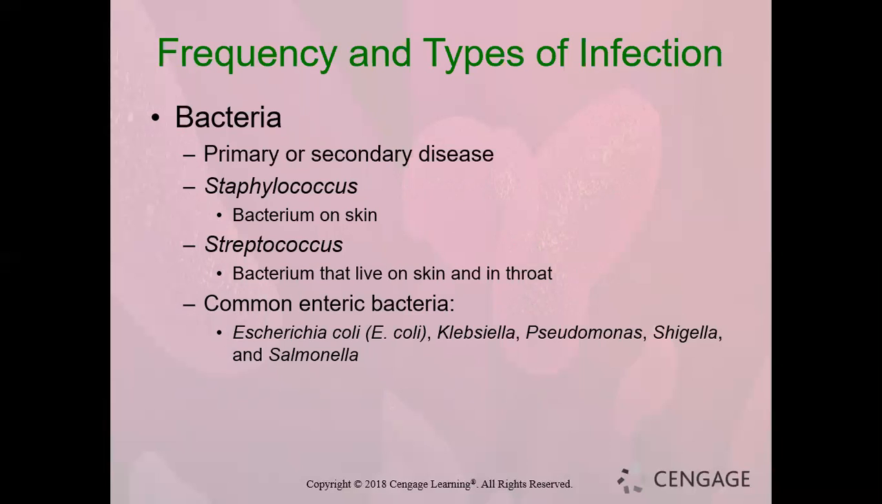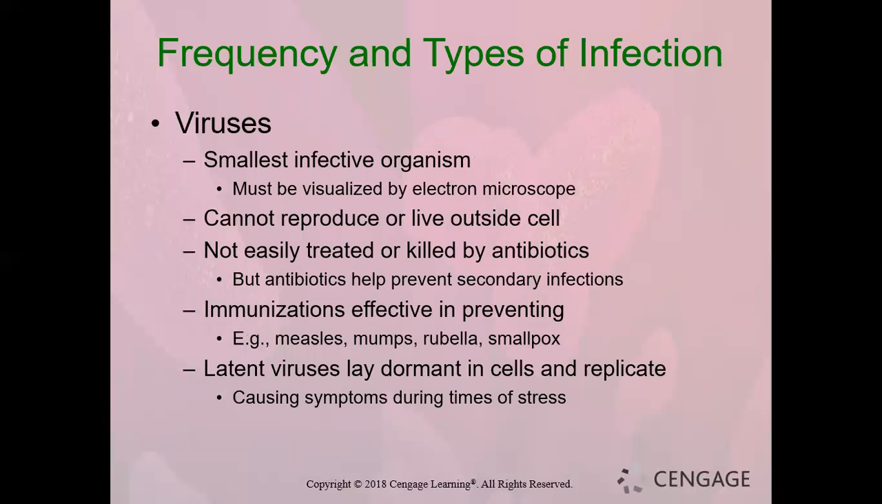And then there's some common enteric bacteria here. When they talk about enteric, they're talking about our GI system, our stomach, our intestines. So E. coli, Pseudomonas, Salmonella, these are all types of bacteria.